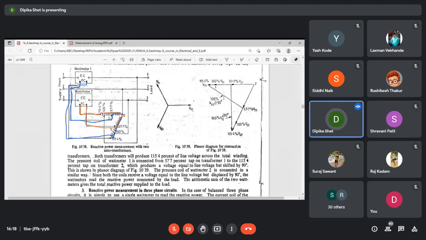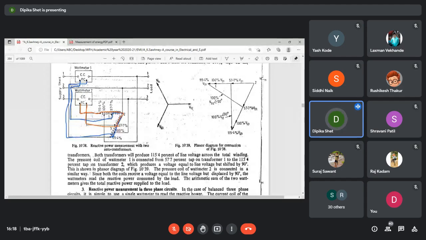Okay, see here, this is the 100% and here this is the 100%, means the voltage will be measured between line number 3 and 2, and here between line number 1 and 2, means V32 and V12. Okay, and this phase angle is shifted by 90 degrees, so it is minus 90 degrees. Both these coils have a voltage equal to the line voltage, but it is displaced by 90 degrees.